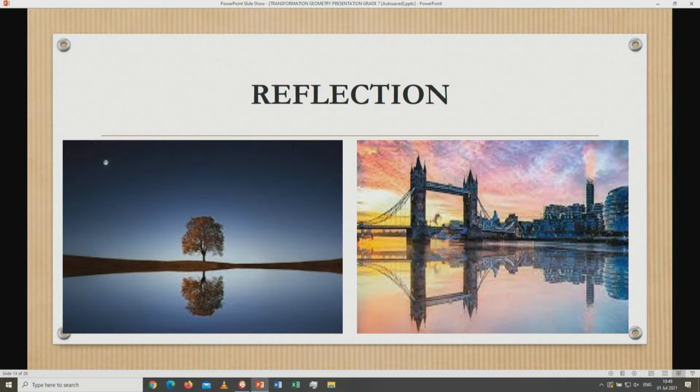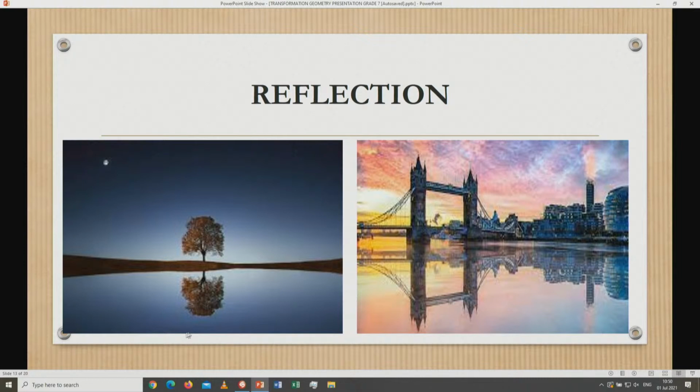This is also another typical example. When we look at this tree here, this is on the ground. This water shows us a reflection of a tree, but facing the other way. It does not stand as this tree. So it is facing the tree downward. Again, this beautiful bridge that we see here is reflected in water in this direction. So this is a reflection of this bridge.